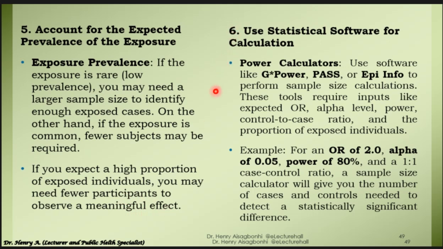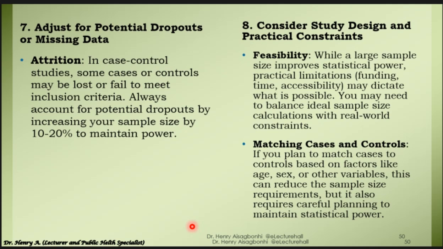Number 6 is you use statistical software for calculation. For example, EpiInfo, G*Power, PASS, and so on. So if you have an odds ratio of 2.0 and a p-value of 0.05, which is alpha, and a power of 80%, and a 1-to-1 case control ratio, a sample size calculator will give you the number of cases and the controls needed to detect a statistically significant difference. You have chosen all your parameters, and you choose 1-to-1 case control. It will let you know the sample size that you need.